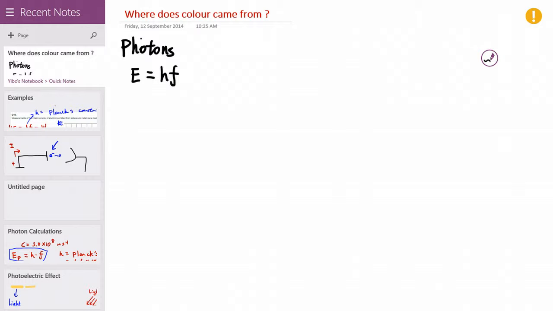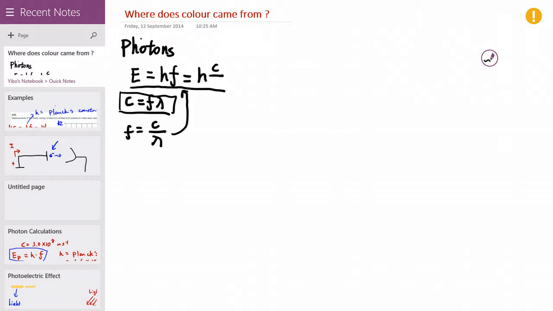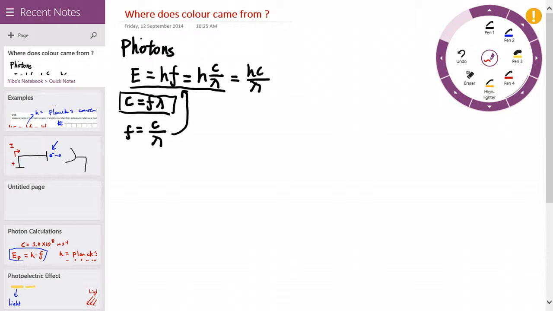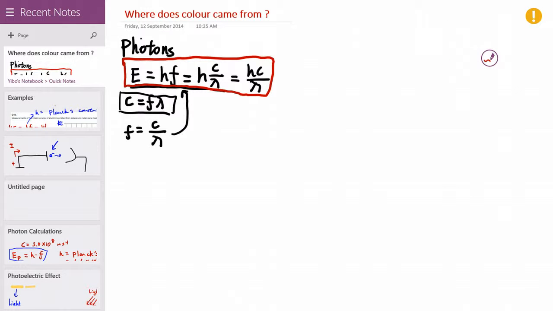Also, since the speed of light is the frequency times the wavelength, I can rewrite this equation. The frequency will be the speed of light divided by the wavelength. Then I'm able to substitute frequency back into the first equation, and I have this. Just remember, in the exam, if I give you the wavelength or the frequency of a light, you can find the energy of one photon of that light just using these two equations.